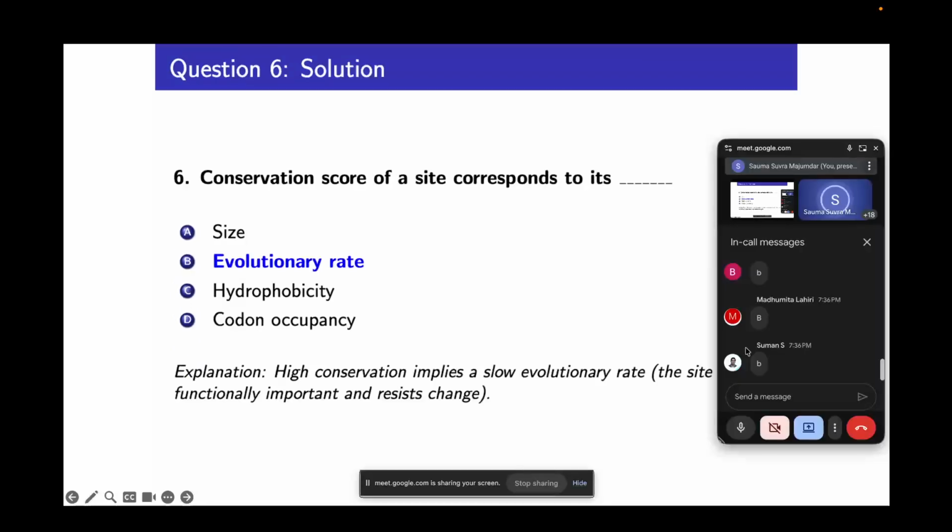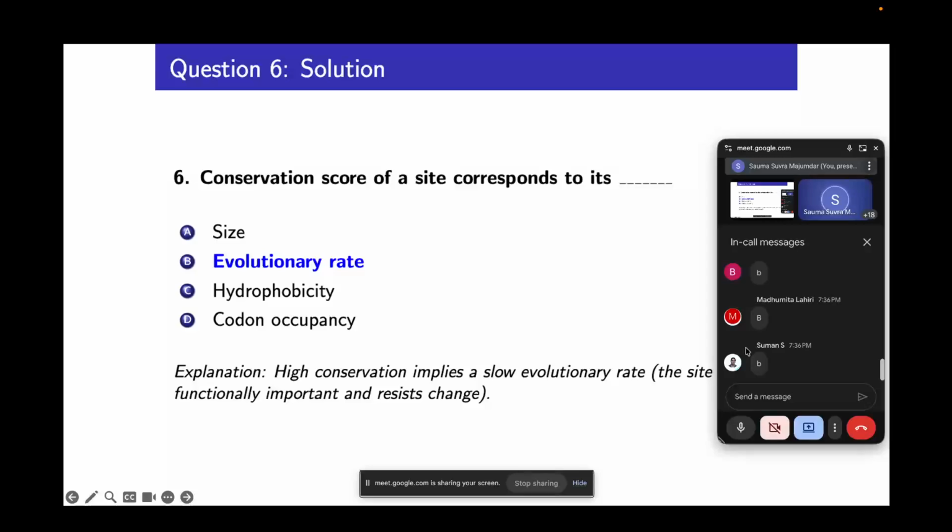Yeah, that is true. So I think this is pretty self-explanatory. If it is a highly conserved region, then the evolution rate at that position is very low. It has not changed across different generations, different organisms, so it will have a high conservation score.